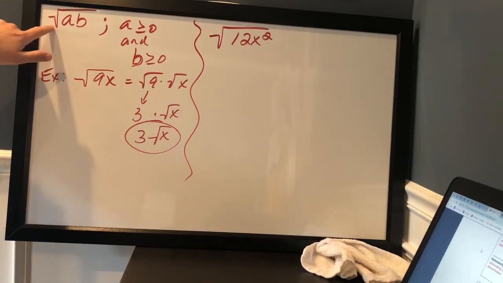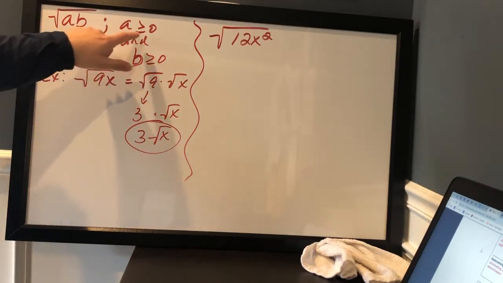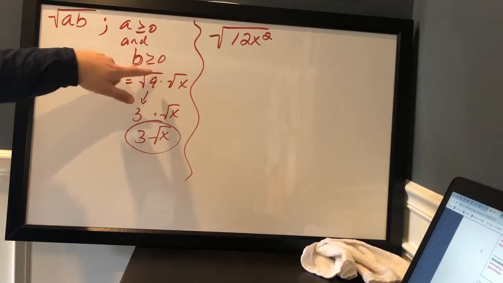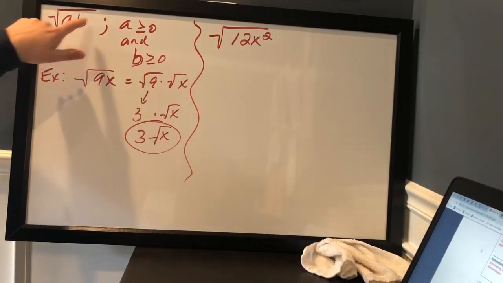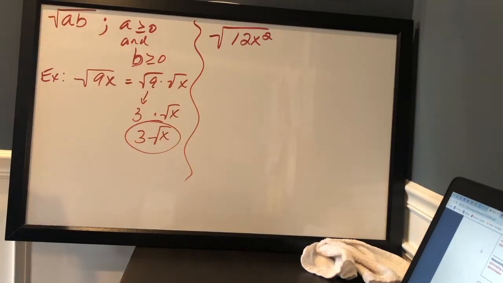All right, just a couple of rules. We're just talking about the square root of something, so some number a times another number b, where a is greater than or equal to 0 and b is greater than or equal to 0. So what I hope you're noticing is that we're never going to be able to simplify these if we have a negative number in there for a or for b, okay?